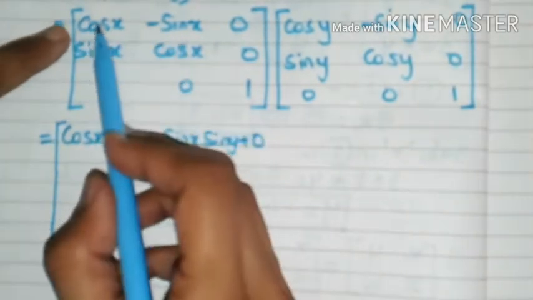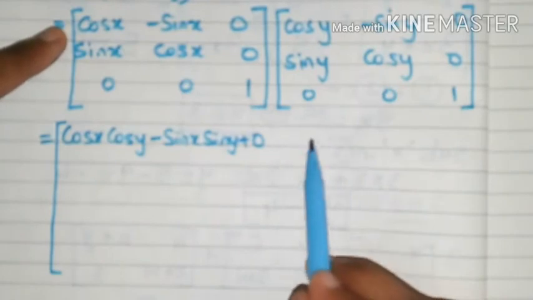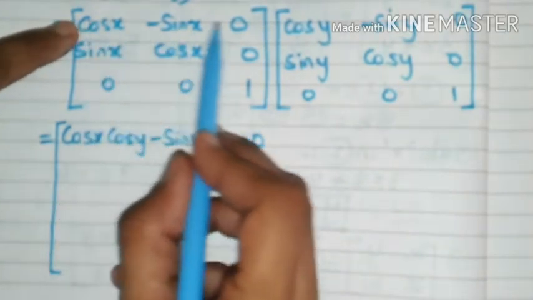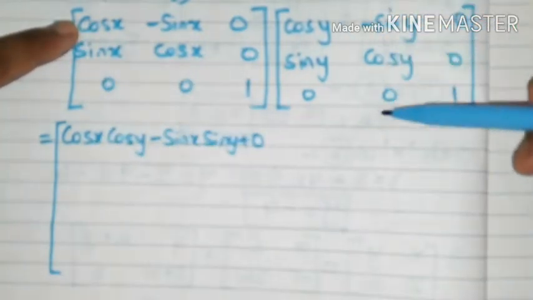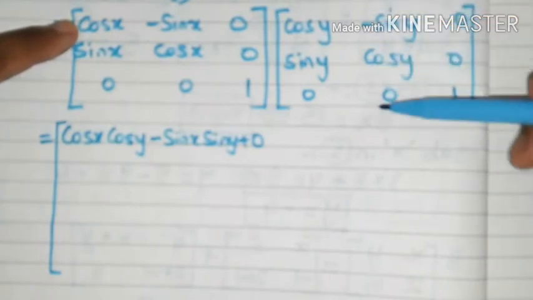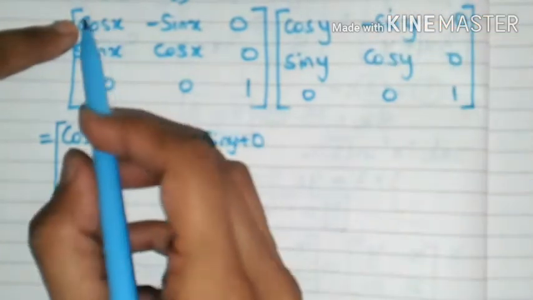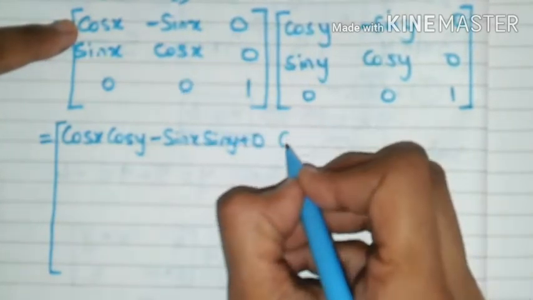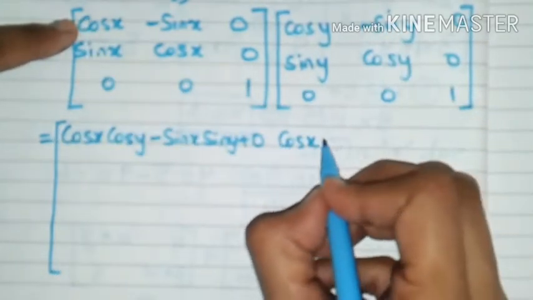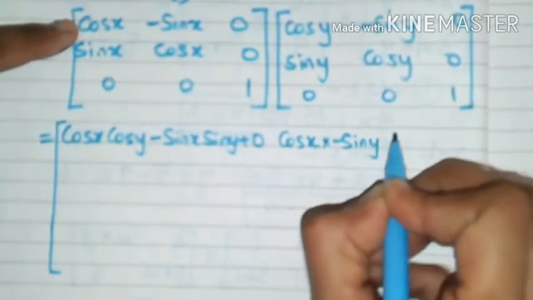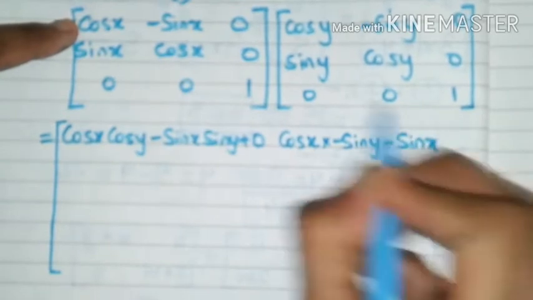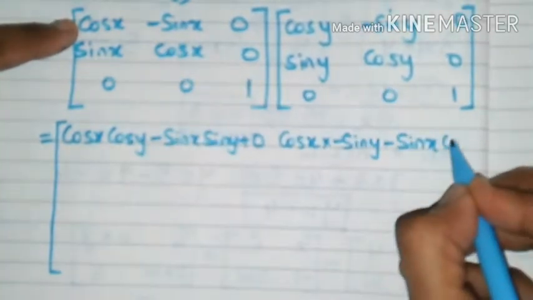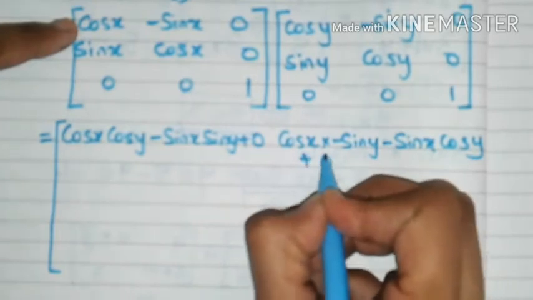Now next we have to do the first row, second column element. So we'll take the first row of the first matrix and the second column of the second matrix. So it will be cos x into minus sin y minus sin x into cos y plus 0. So let's write that: cos x into minus sin y, minus sin x into cos y, plus 0.